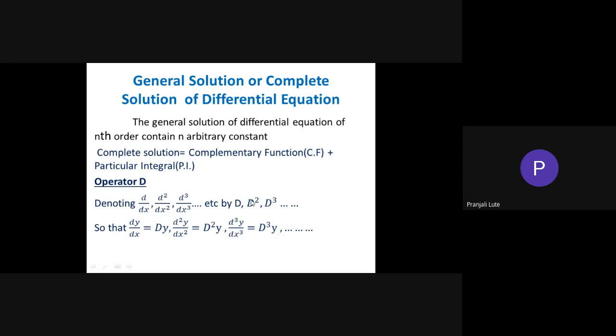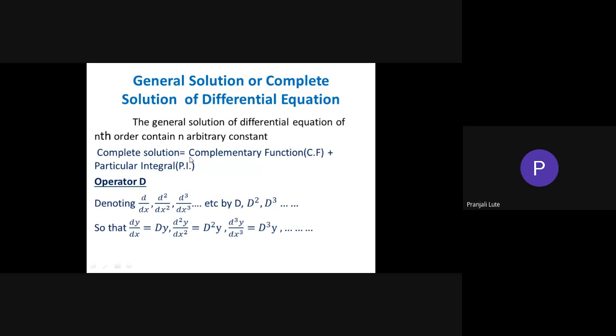These are the notations we have to use whenever we have to solve a differential equation. We use these notations because we have to find the complete solution of the differential equation, meaning we have to find the complementary function and the particular integral. So in the next slide we will discuss some cases of finding the complementary function and some cases of finding the particular integral.